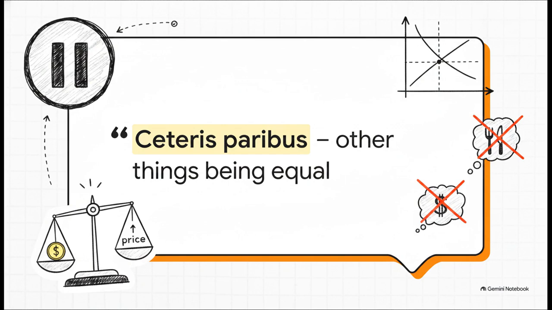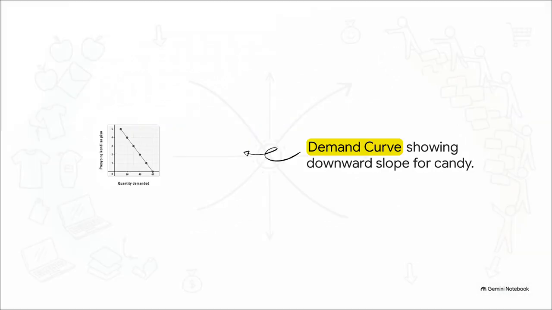But wait a second. Before we just assume that price is the only thing changing our minds in the real world, we've got to talk about this essential Latin phrase, ceteris paribus. Simply put, it means all other things being equal. Think of it like a pause button for real life. We use this assumption to freeze all those other factors, like a sudden change in your allowance or a shift in your personal tastes. By keeping everything else constant, we can clearly see how price, and price alone, actually affects our demand. And that brings us right to the demand curve.